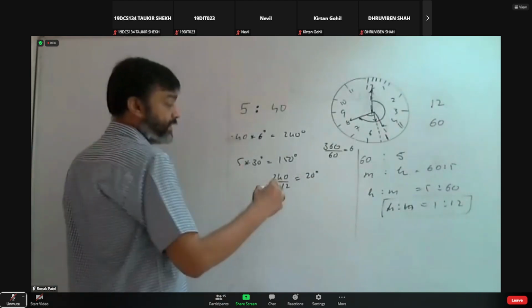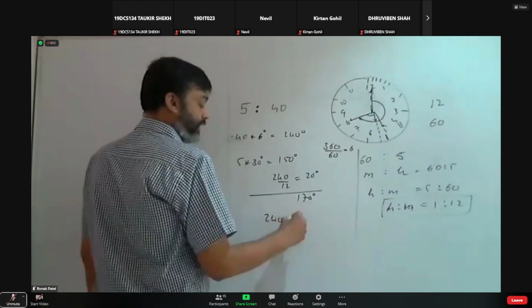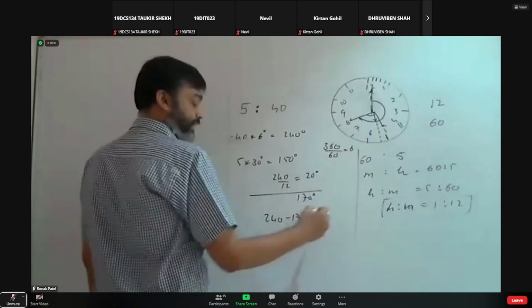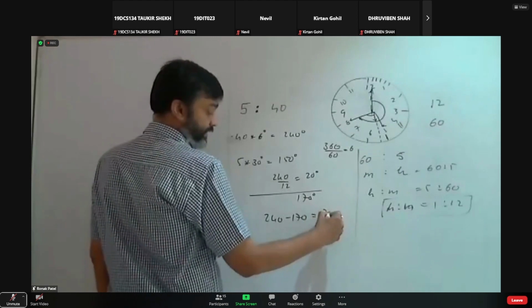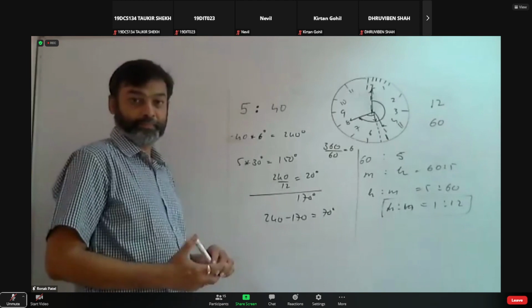So total our hand has covered 170 degrees, and the answer is 240 minus 170, and that gives you 70 degrees. Also understood.